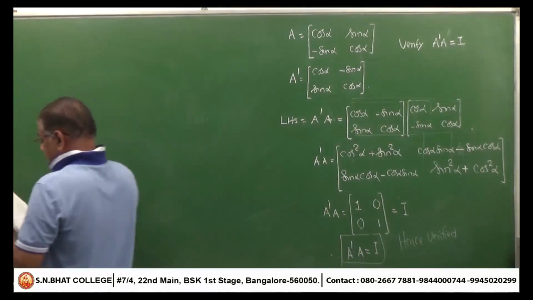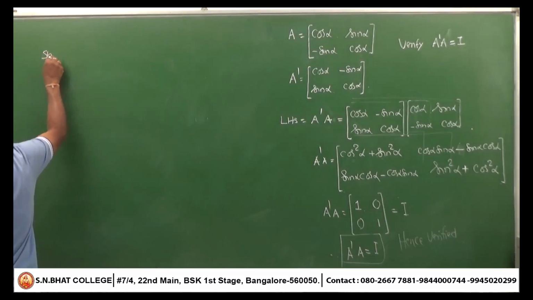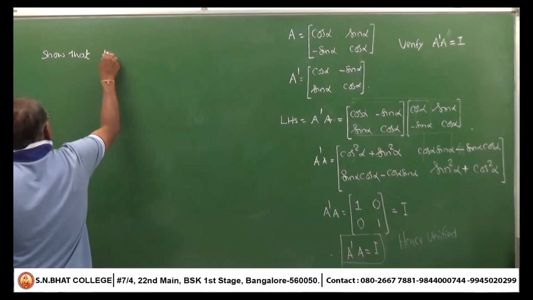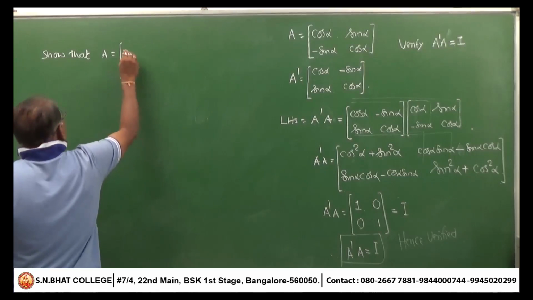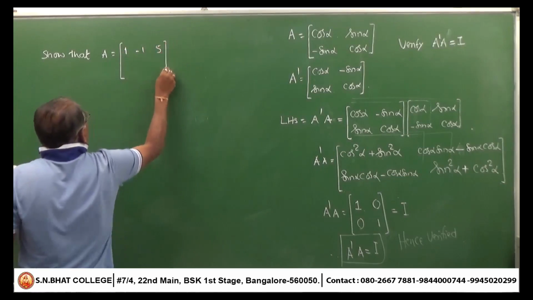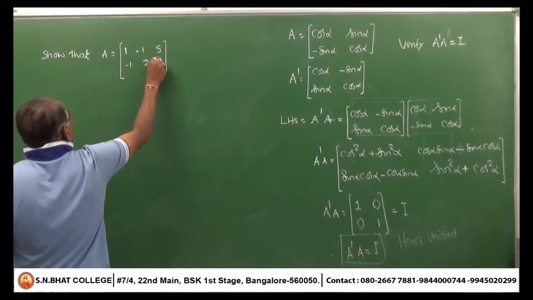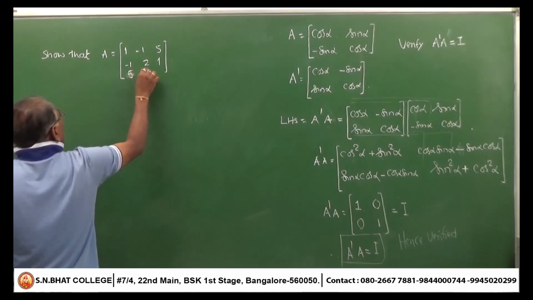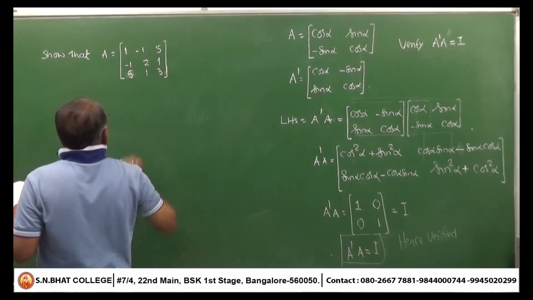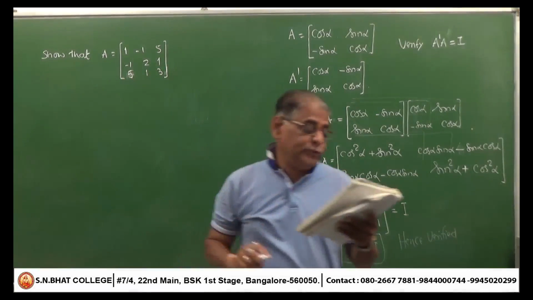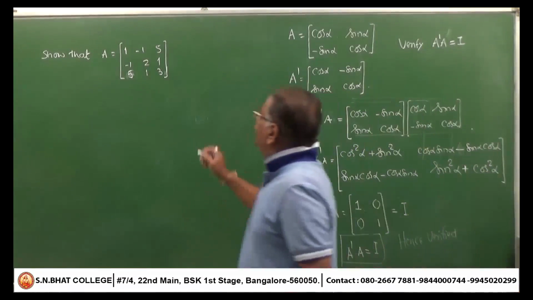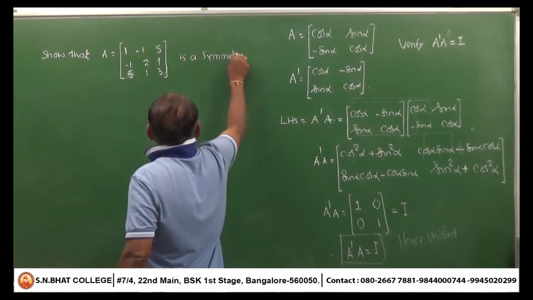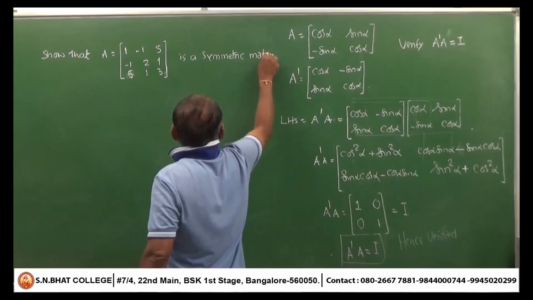Next question. Show that matrix A is equal to 1, minus 1, 5, minus 1, 2, 1, 5, 1, 3 is a symmetric matrix. Show that A is a symmetric matrix.